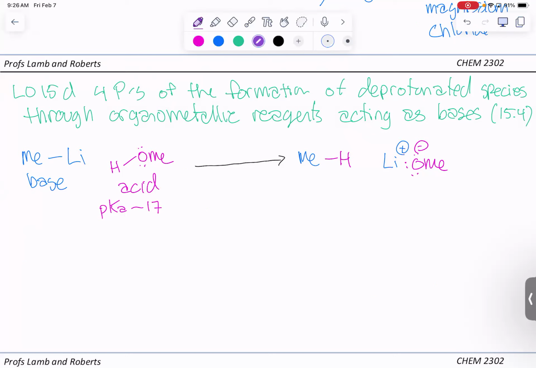Okay, so what's going to be the fourth P for this? Well, we're going to take our electron density from our covalent methyl lithium bond. I'm going to go ahead and deprotonate that OH bond. And when we do that, we break the OH bond and we return those electrons back to our oxygen, which is why we have that methoxide that's negatively charged.